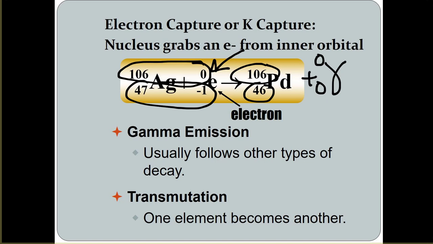Now, what we've been talking about are transmutations, where one element becomes another, and it's nuclear chemistry, where we're changing the nucleus, and if the proton number changes, then we have changed it to a different element, and that's called a transmutation.